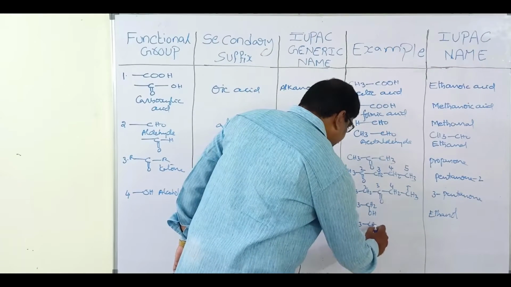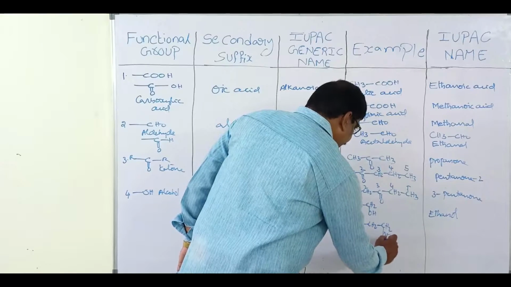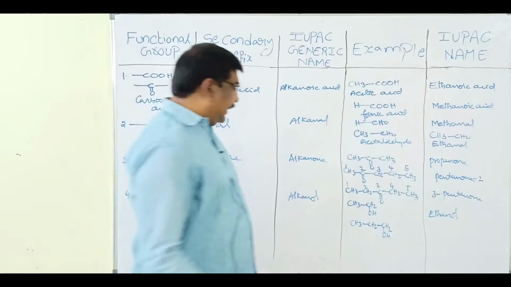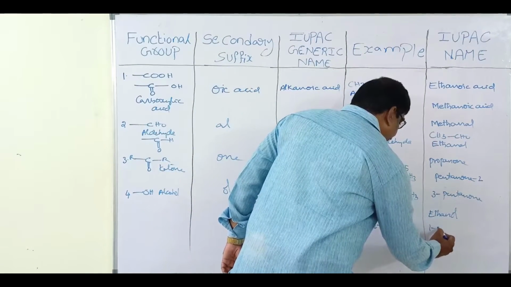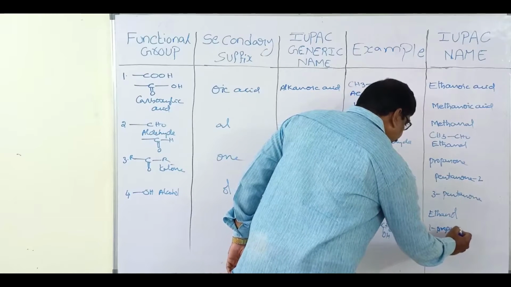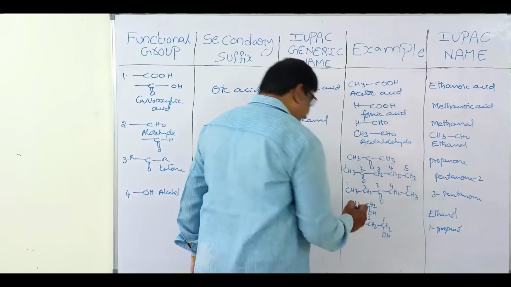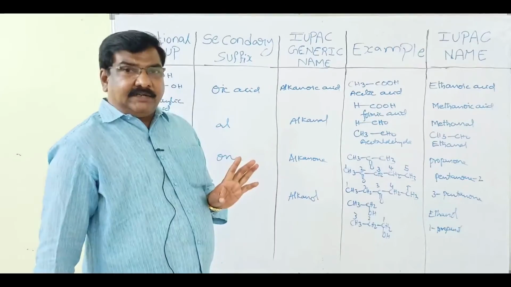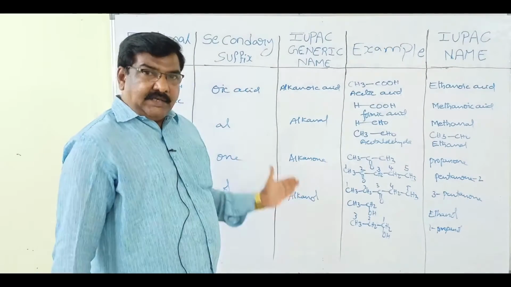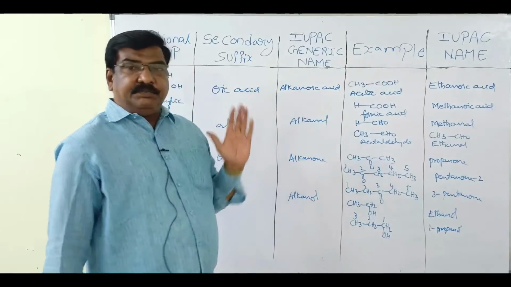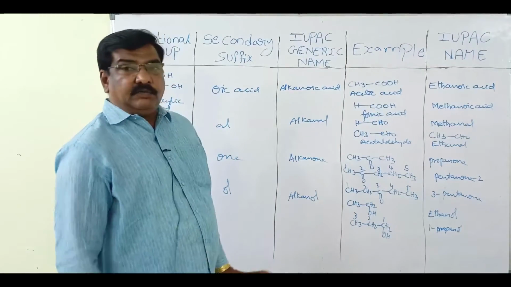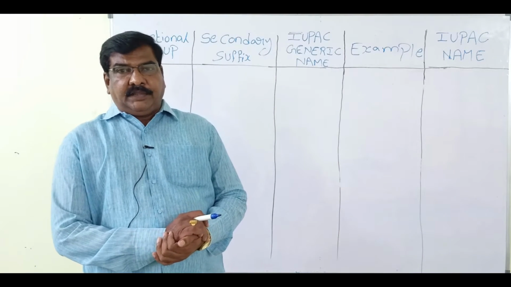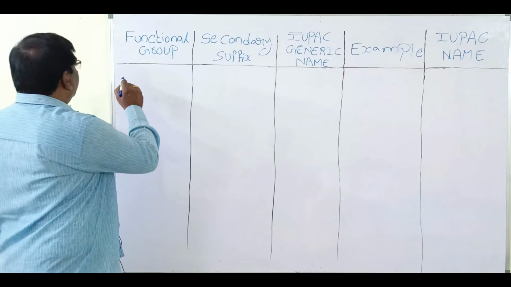CH3, CH2, CH2OH. Commonly known as n-propyl alcohol and its IUPAC name is 1-propanol. 1, 2, 3. It is called 1-propanol. If this OH group is present on the second carbon, its common name is isopropyl alcohol and its IUPAC name is 2-propanol.